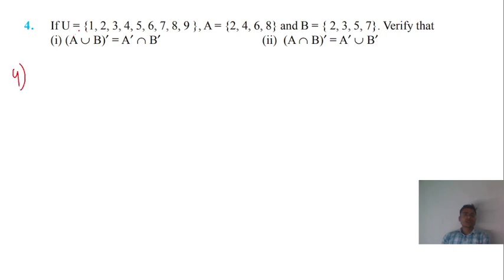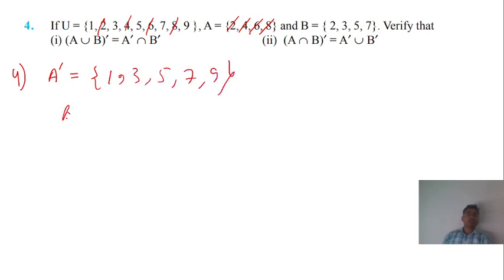Question number 4. Question number 4 is saying you have a universal set like this, A set, B set. We will have to verify this formula. So for verifying this formula, we have to find A union B and its complement, A complement, B complement. So we will first find A complement. What is A complement? A complement means removing all the elements of A from the universal set. So removing A, 2, 4, 6, 8 from the universal set, what is left is the A complement: 1, 3, 5, 7, 9. Finding now B complement. B complement is removing set B from the universal set. 2, 3, 5, 7 is removed. What is left here is 1, 4, 6, 8, 9.